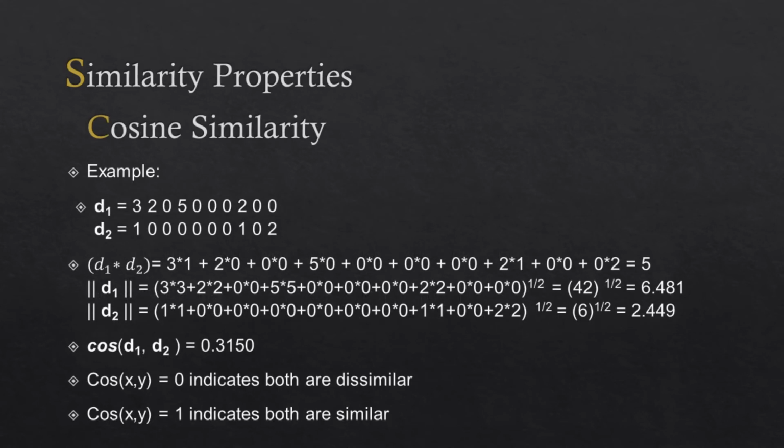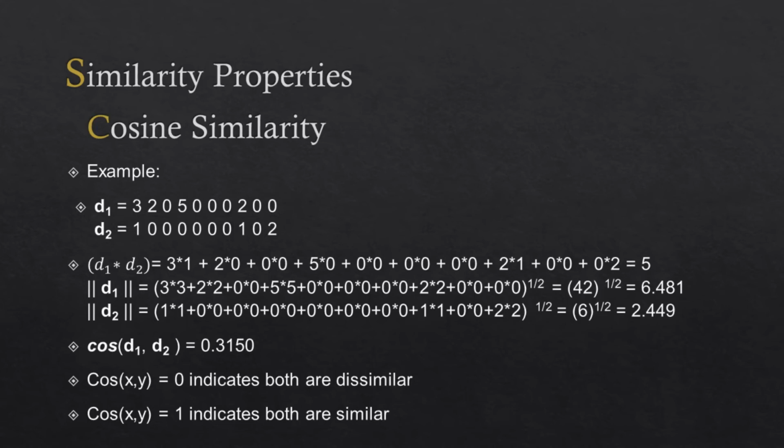Cosine similarity example. Here is an example of solving similarity using the cosine similarity formula. The value of D sub 1 is 3205000200 and D sub 2 is 100000102. And using the formula, unang ginagawa dito ay ipag-add lahat ng mga pinag-times na value ng D sub 1 at D sub 2 at nag-equal ito sa 5.